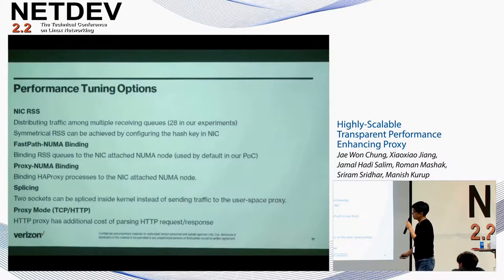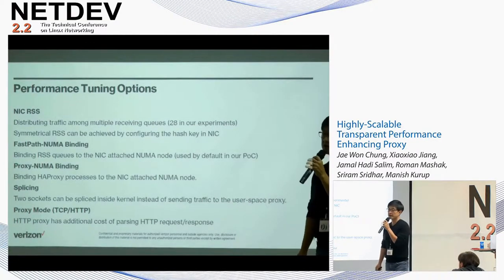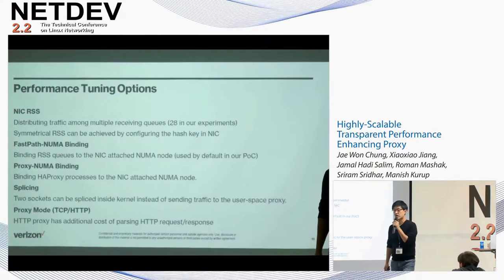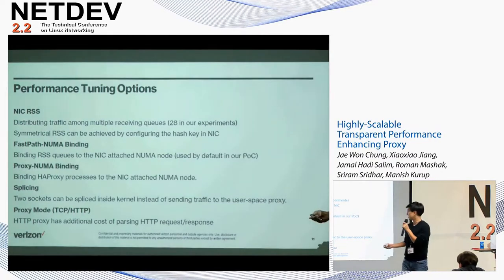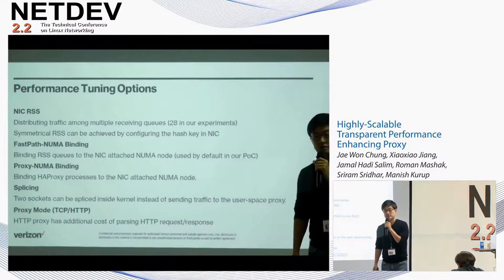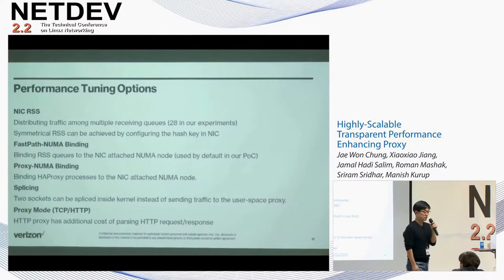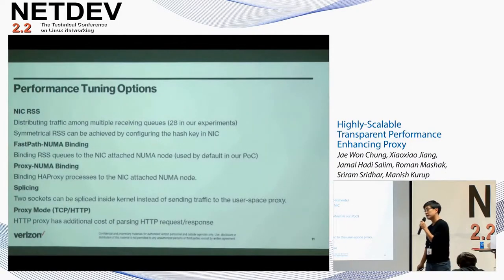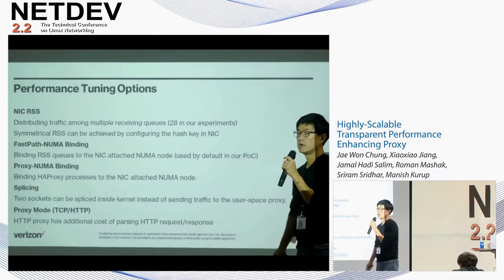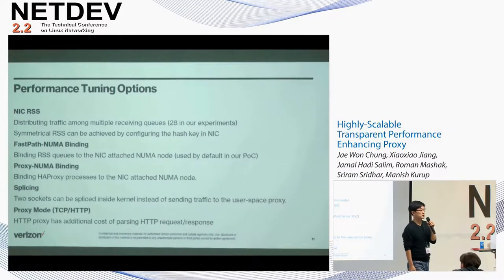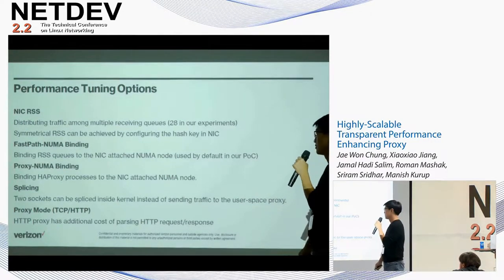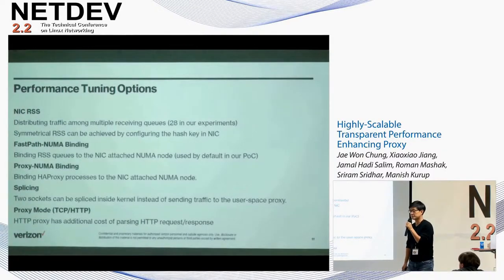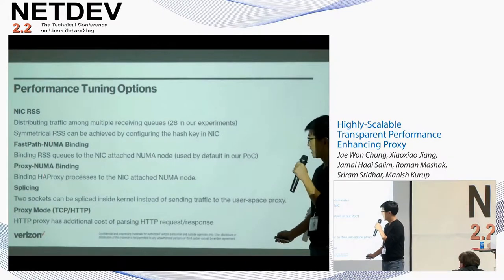Okay, the other thing is proxy NUMA binding. What I mean by that is we run the proxy processes themselves on the NUMA node that is connected to the NIC. And surprisingly, even though we were using splicing, it impacted the performance. So we were thinking that even the socket structure access across the NUMA boundary is causing some performance degradation. So that was one thing that we considered.